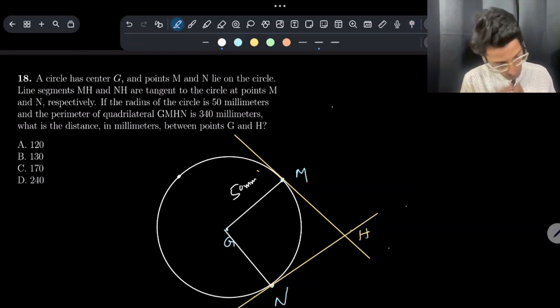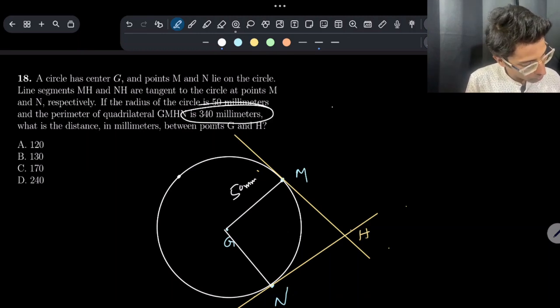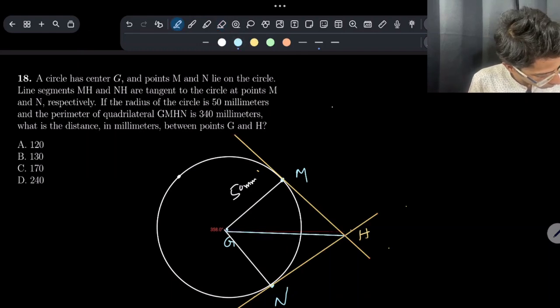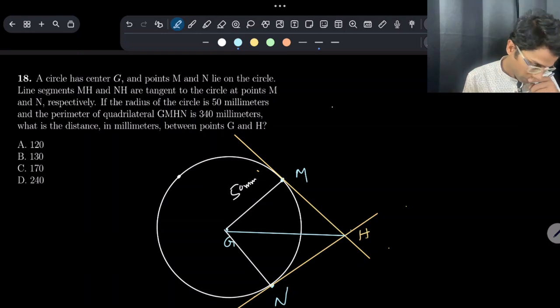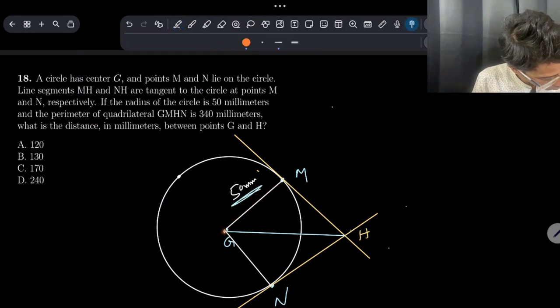She has given you the perimeter of the quadrilateral to be 340 millimeters. What is the distance in millimeters between G and H? So he's asking you to find this distance. If this is 50, this should also be 50 because it is a radius.